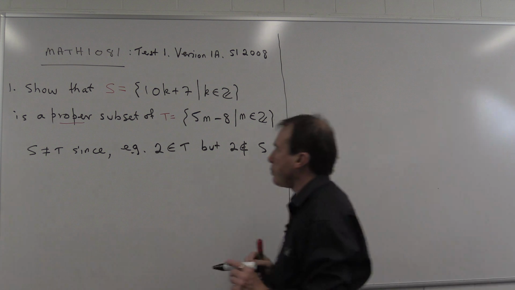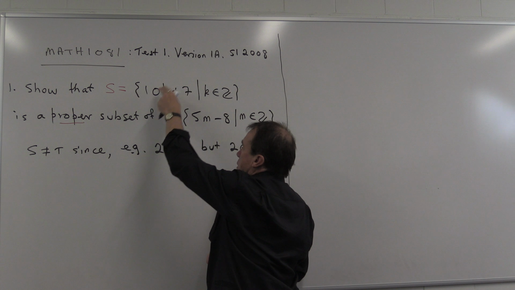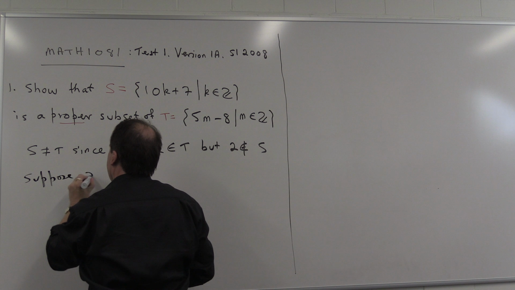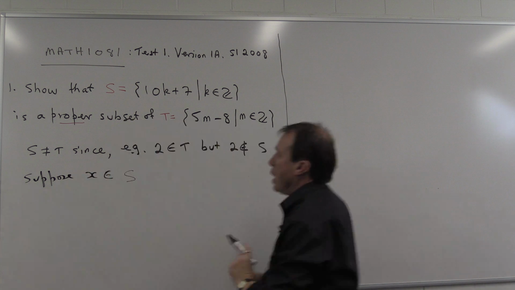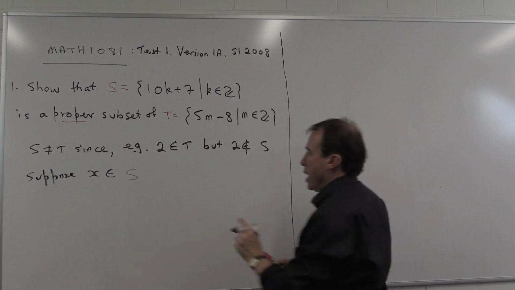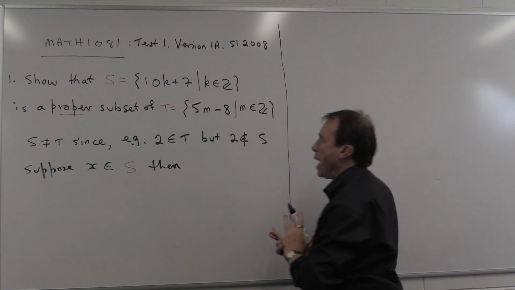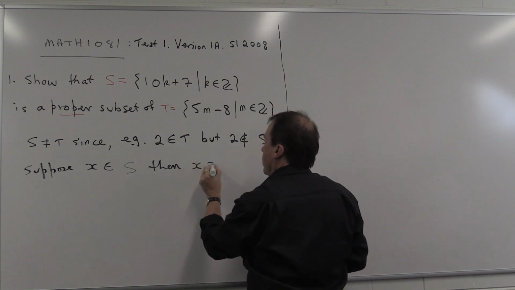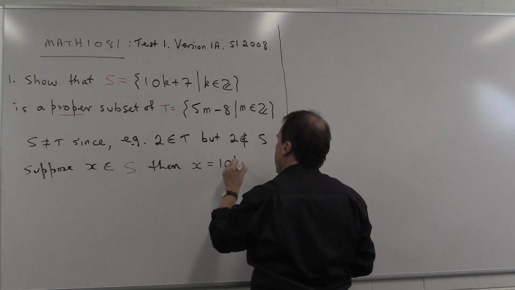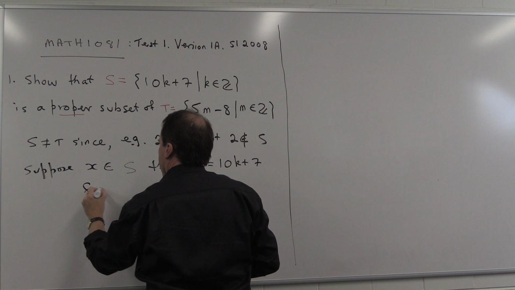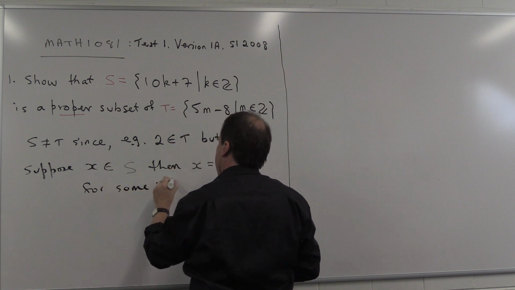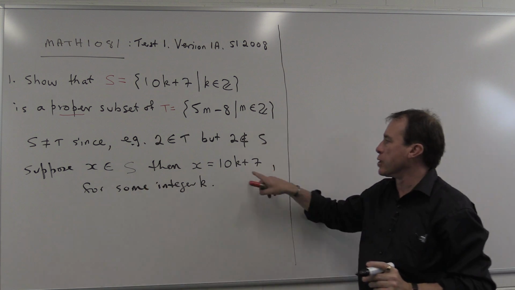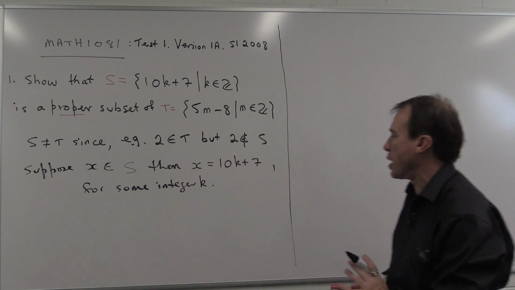Now to show this is a subset of that, we must take any element of here and show it also belongs to there. So we start off with suppose X belongs to S. So I take any old object in this set S. Then I have to write down, how did it get there? How did this number X get into the set S? Well, it got there because it must have been a multiple of 10 plus 7, and some important English here, for some integer k. Very important to put the English there. X doesn't equal this for any general k, it's for some particular integer k.